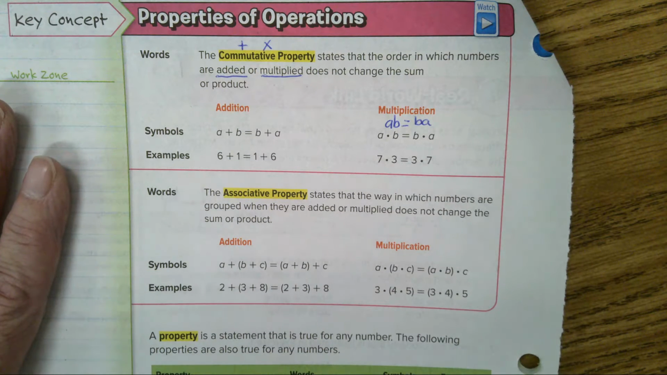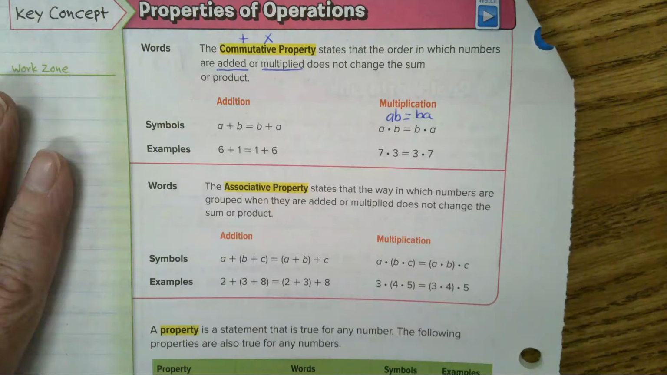If you divide 6 by 1, you won't get the same thing as dividing 1 by 6. 6 divided by 1 is 6. We'll talk about that later, but I've got to keep going.